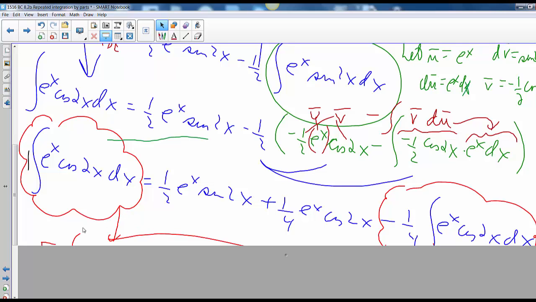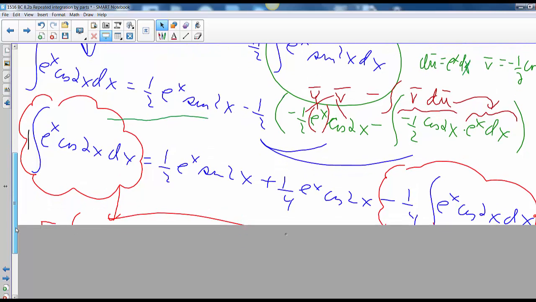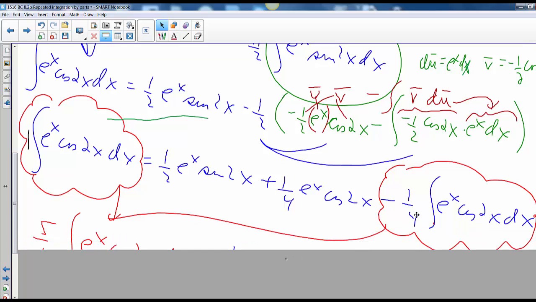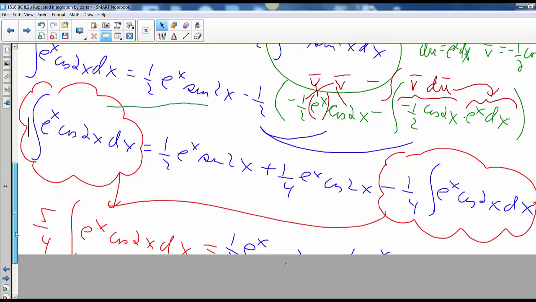The thing to recognize here is that that integral that you have over here in this red bubble is the same as this integral over here. The only difference is this one has a coefficient of 1 and this one has a coefficient of negative 1/4. So it would be as if you had x on the left equals blah blah minus 1/4 x. You would bring the x's to the same side. So you have one of them plus 1/4 of them, which will give you 1 1/4 or 5/4 of those things.